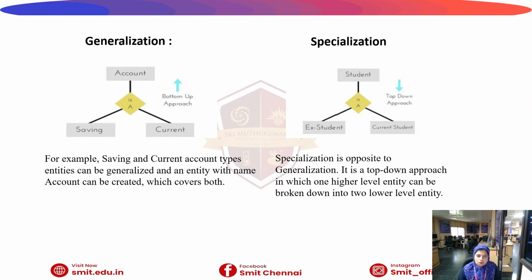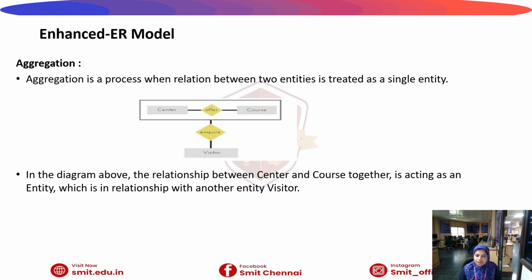For generalization, the account of a customer can be a saving account or a current account. These saving and current account entities can be generalized, and an entity named account can be created which covers both. For specialization, a student can be an old student, an ex-student, or a currently studying student. Specialization is the opposite of generalization: a top-down approach in which one higher-level entity can be split into two.